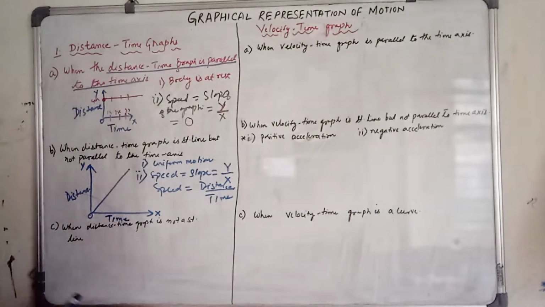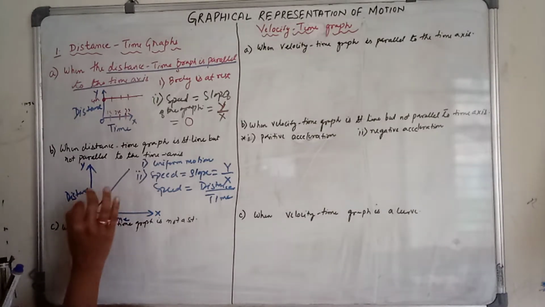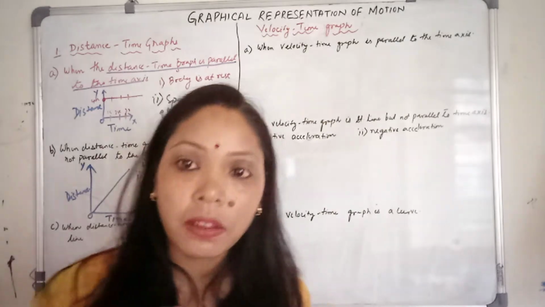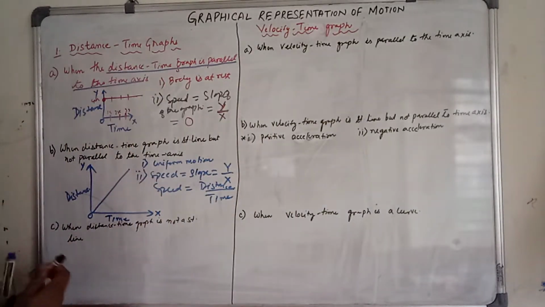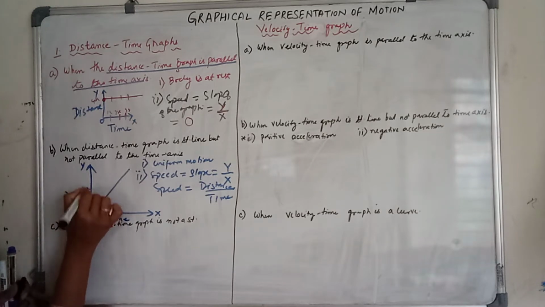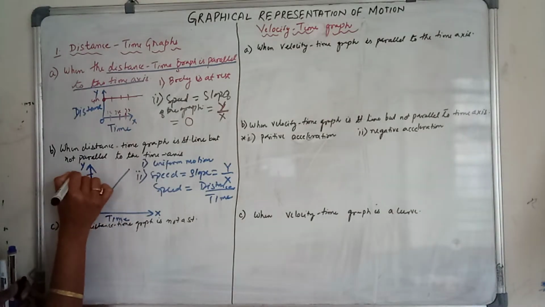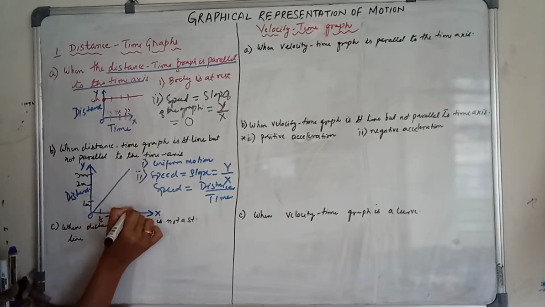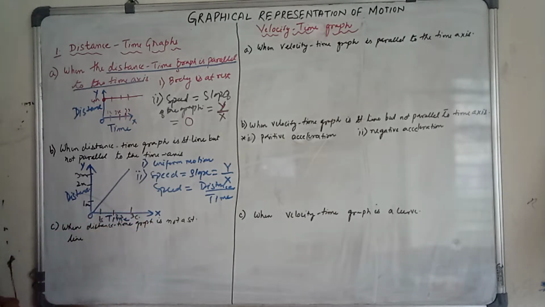Now let's see when we get the values. Okay, when we get the values, like see here, if we have values like here, 1 meter, 2 meter, 3 meter, then 1 second, 2 second, 3 second.